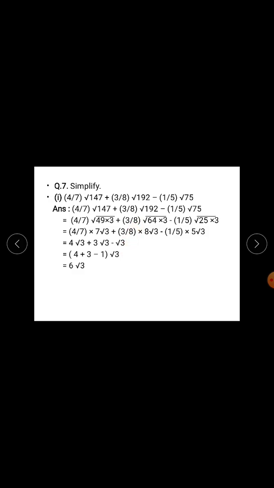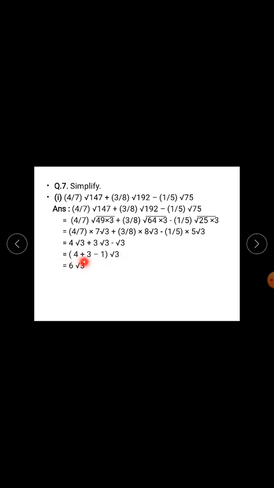So here it is plus 3 root 3 minus, cancel 5 from numerator and 5 from denominator, so minus root 3, minus root 3. So 4 root 3 plus 3 root 3 minus root 3. Now all are like surds. So equal to, write in bracket (4 plus 3 minus 1) close bracket into root 3.